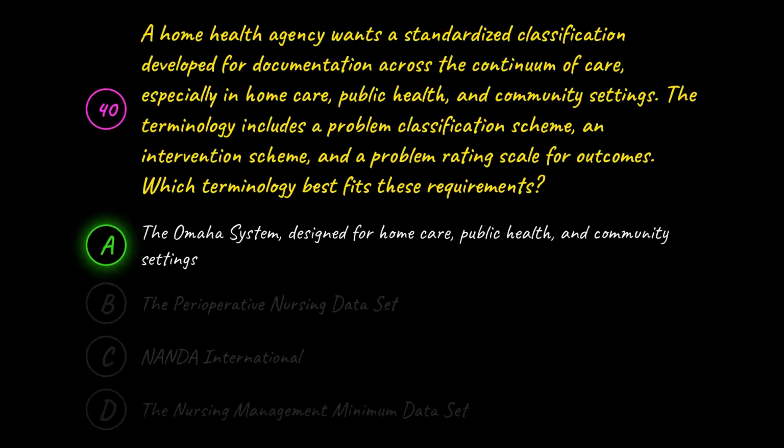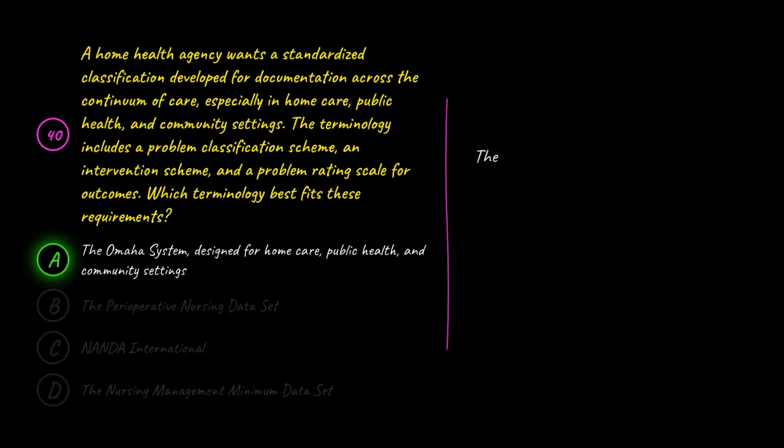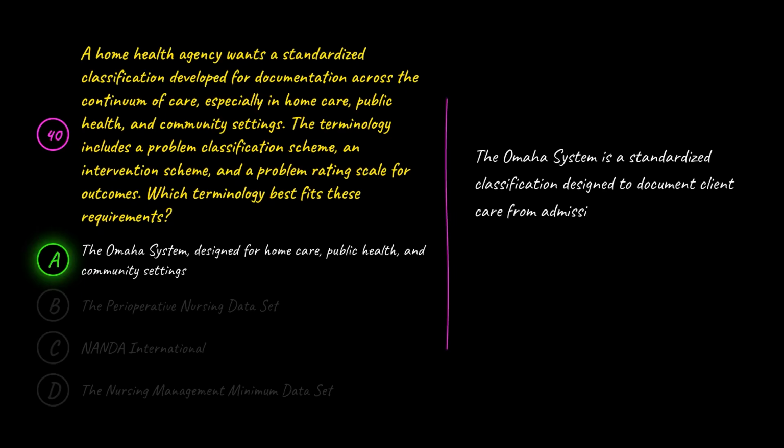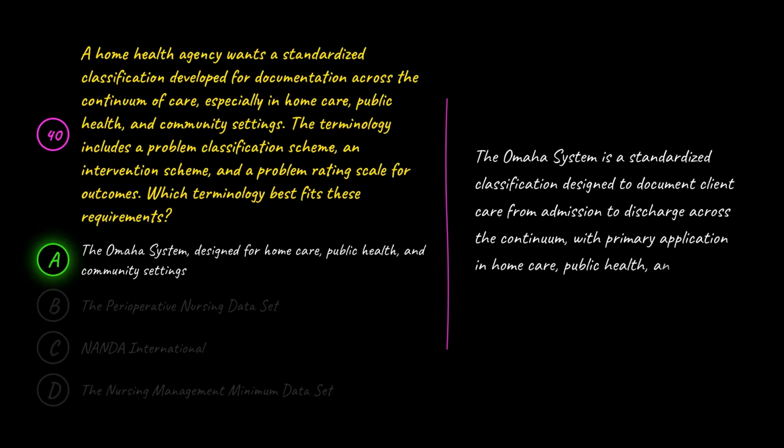The correct answer is A. The Omaha system, designed for home care, public health, and community settings. A is correct because the Omaha system is a standardized classification designed to document client care from admission to discharge across the continuum, with primary application in home care, public health, and community settings. Its 3 schemes are the problem classification scheme, the intervention scheme, and the problem rating scale for outcomes.